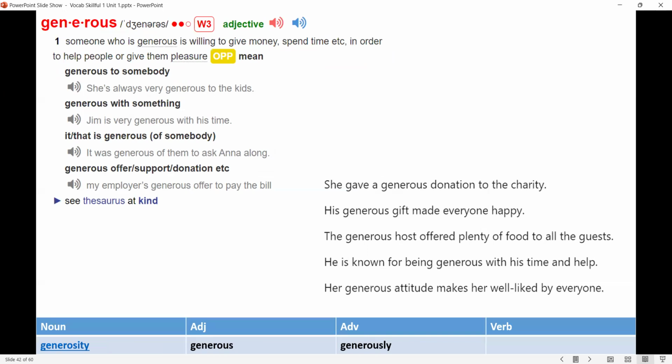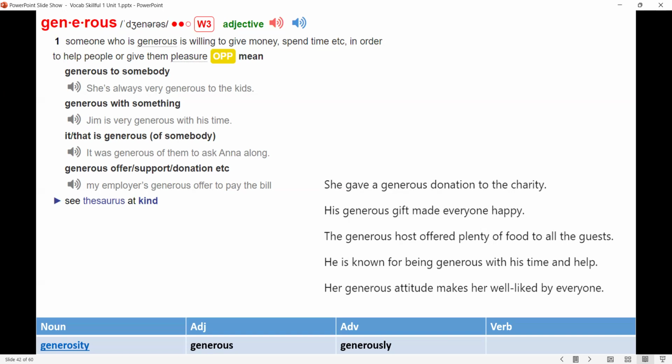Generous. When someone is generous, they are open-handed. They are willing to give money, they are willing to spend time in order to help people or give them pleasure. Opposite of mean. You can be generous to someone, generous with something.